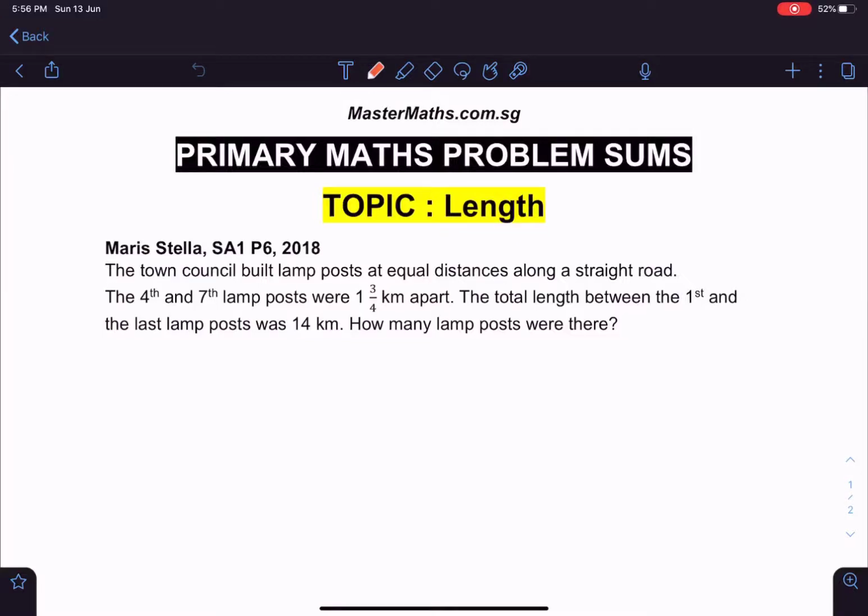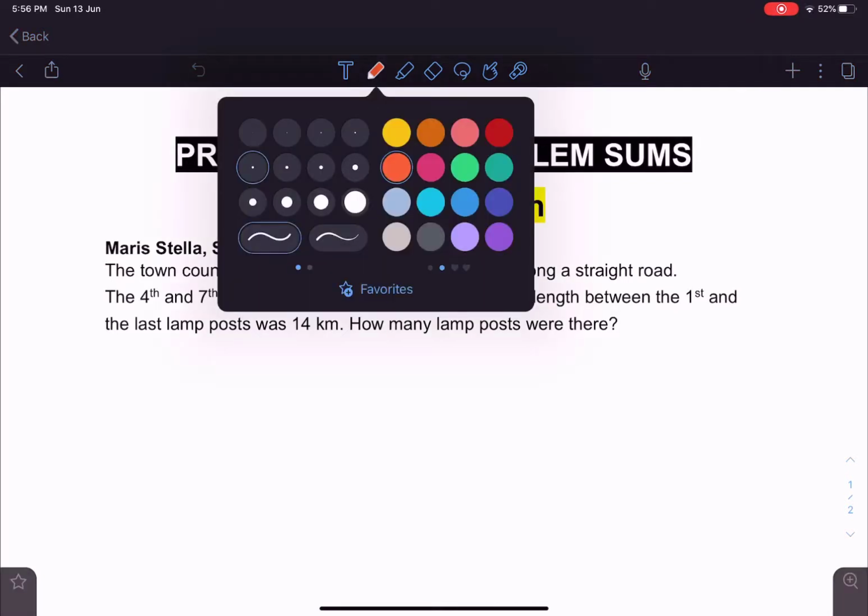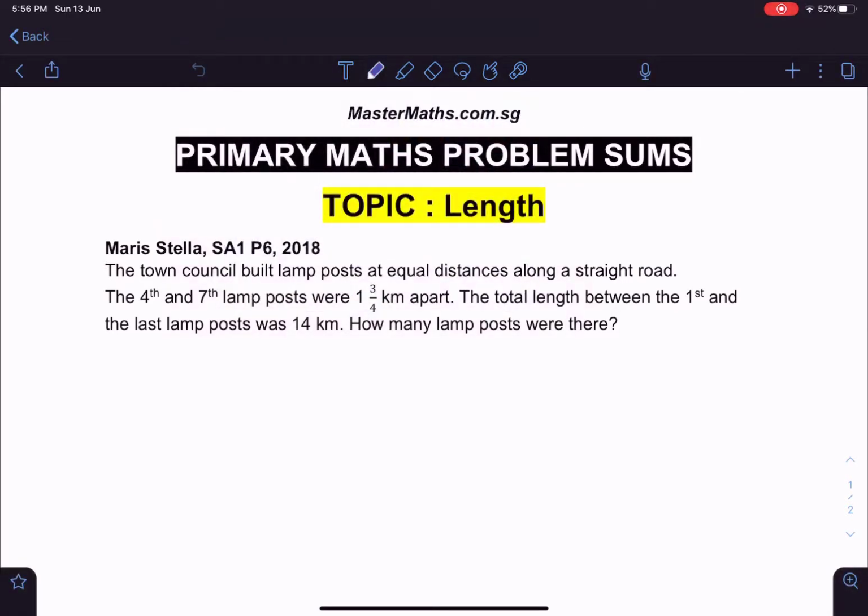Okay friends, today we discuss a length related problem from Stella school. It was a mid-year exam from year 2018. So let's begin. The town council built lampposts at equal distances along a straight road. The fourth and seventh lampposts were 1 whole 3/4 kilometers apart.